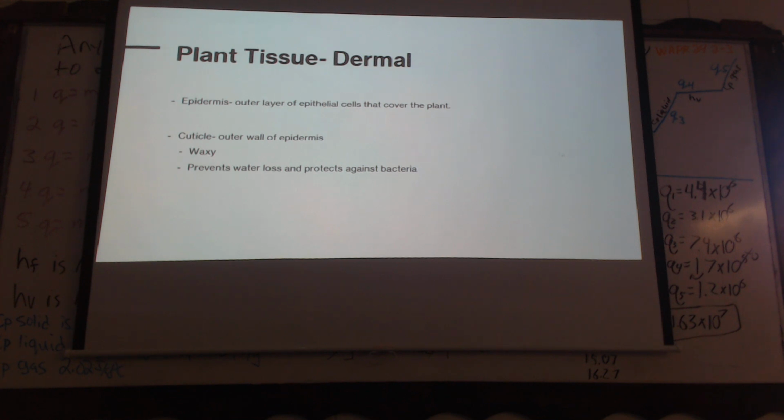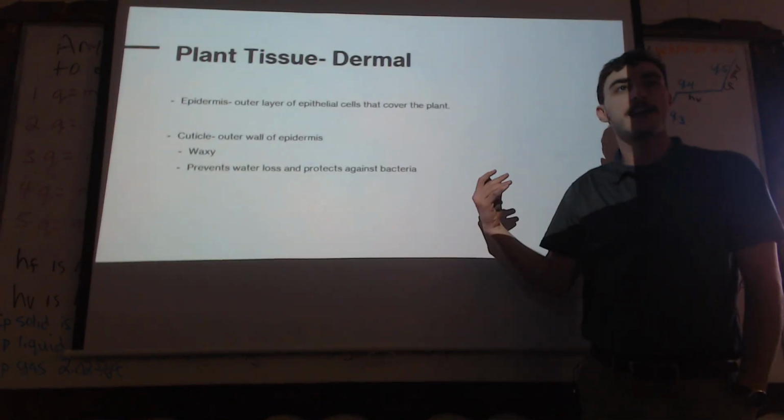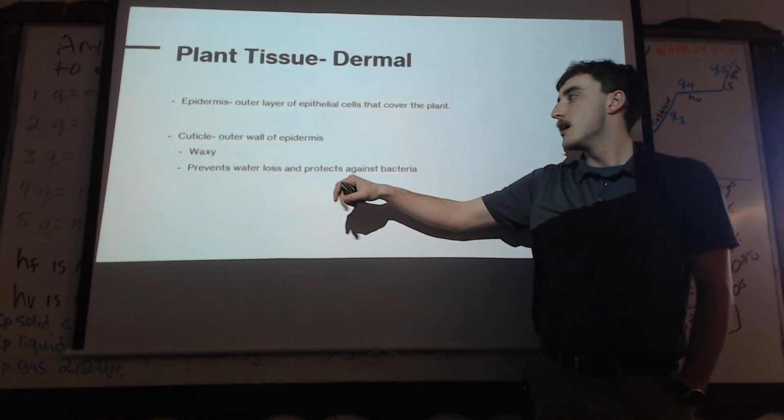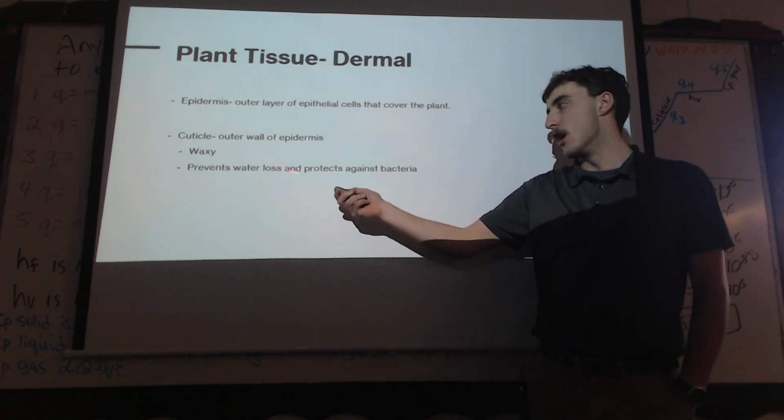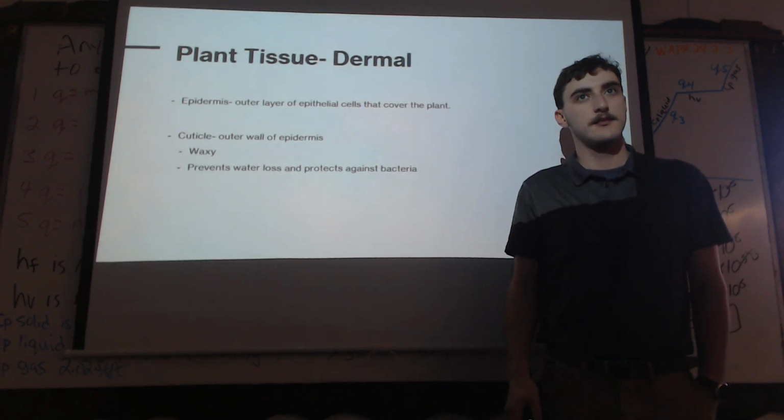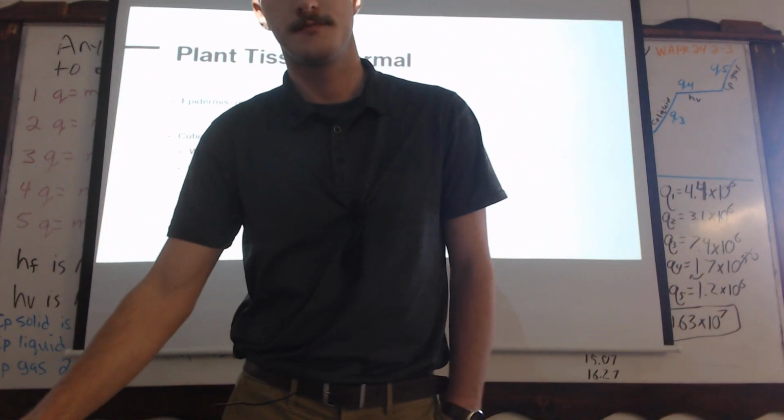Epidermis. It's the outer layer of epithelial cells that cover the plant. Cuticle. It's the waxy outer wall of the epidermis. Maple. Maple tree. All right. Hey, round one, pick one. You have 10 picks. Okay, let me finish and then we'll talk. Cuticle. It's a waxy outer covering on the wall of the epidermis. It prevents water loss and protects against bacteria. That's the main point. Know this. I am definitely going to put this somewhere. Okay, that's it. Goodbye.